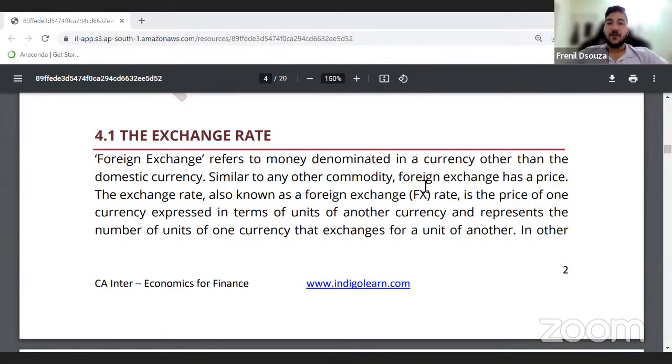And similar to any other commodity, foreign exchange has a price. Usually, this chapter is looked at as a difficult chapter in the CA Final SFM subject. Foreign exchange and its related concepts are considered a little confusing. The reason is that in every subject we have learned, there is a product and there is a price. But in foreign exchange, the product is a currency as well as the price is a currency. So you are exchanging currency for currency. That is why a little bit of confusion creeps in here.